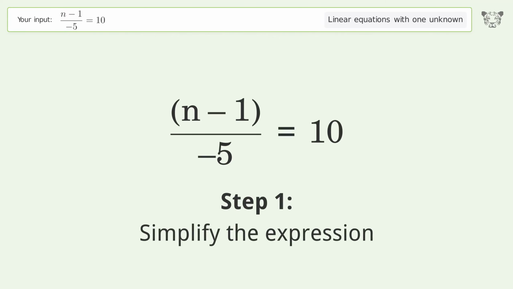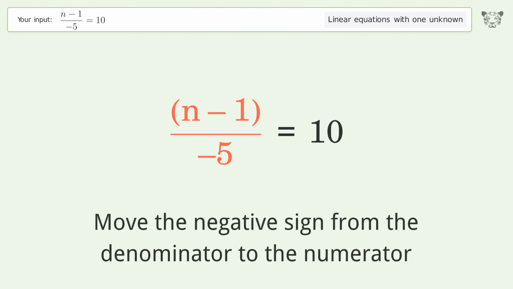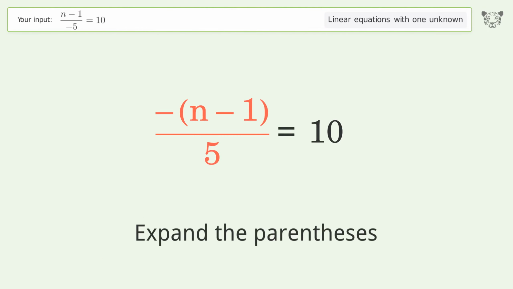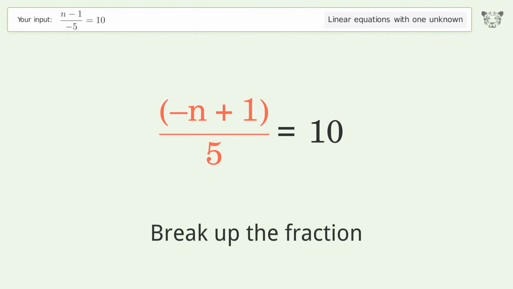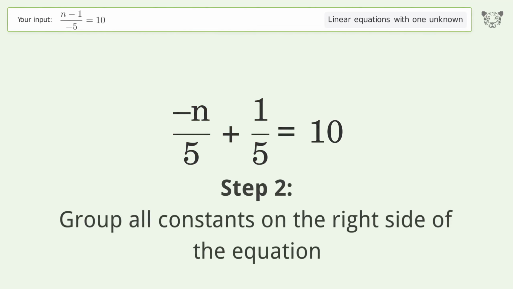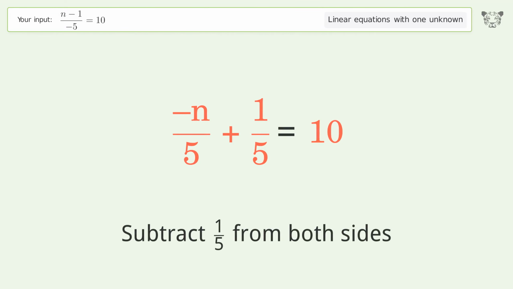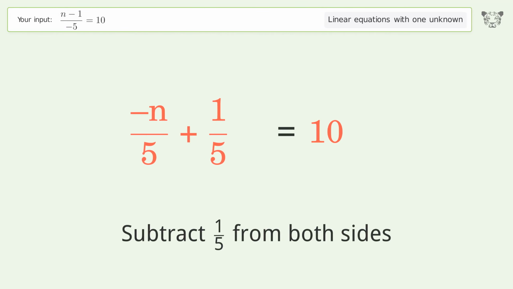Simplify the expression. Move the negative sign from the denominator to the numerator. Expand the parentheses. Break up the fraction. Group all constants on the right side of the equation. Subtract 1/5 from both sides.